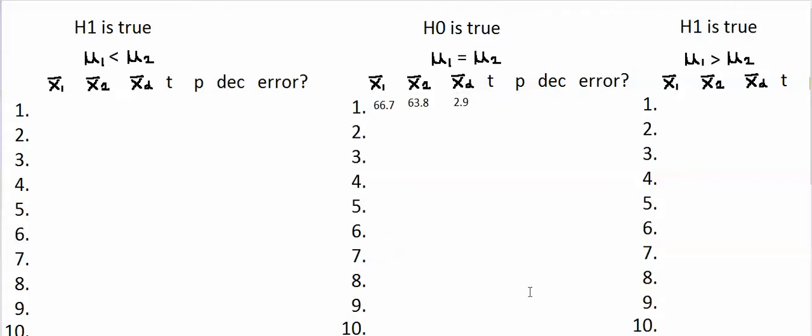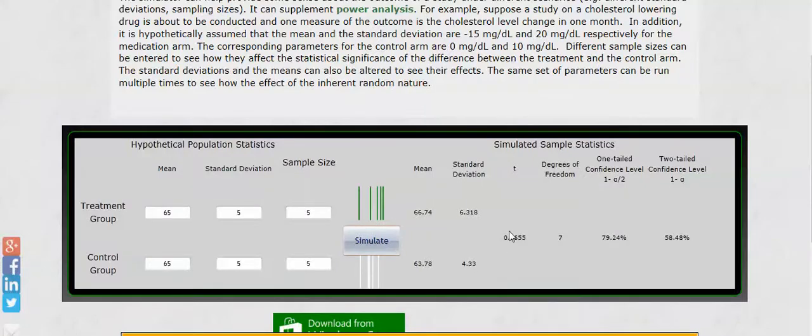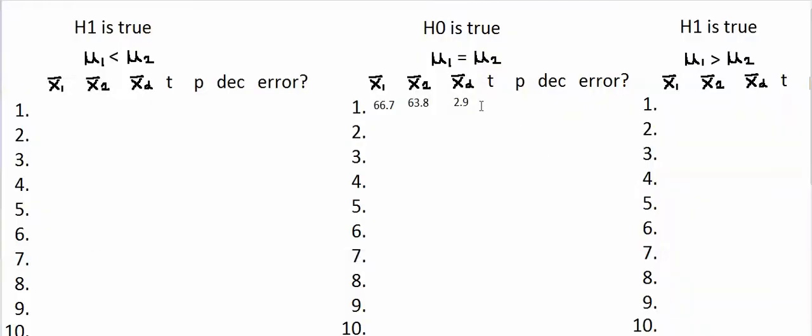I also want you to put the t-score. So let's see what the t-score was. The one I got was 0.86. If the first sample mean is higher than the second sample mean, like it is here, the t-score is positive. So it's positive 0.86. So I'll put 0.86 here for t.